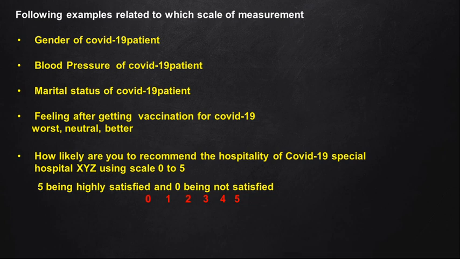How likely are you to recommend the hospitality of a particular COVID-19 special hospital, and how the treatment is given there? They ask for a rating from 0 to 5, where 5 means highly satisfied and 0 means not at all satisfied. Likewise, we get such requests from the call center of any phone company, asking us to give feedback on a 0 to 5 scale. So, try to think which scales are used in these examples.